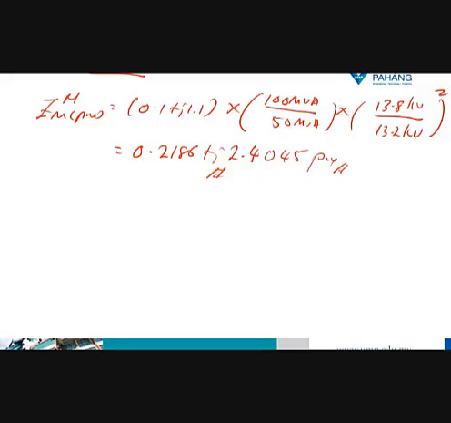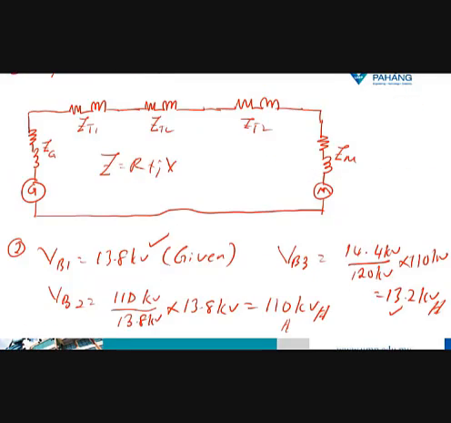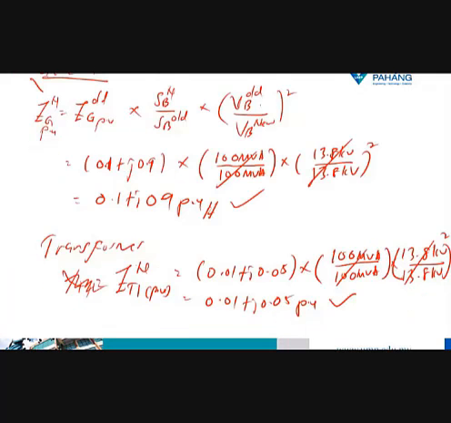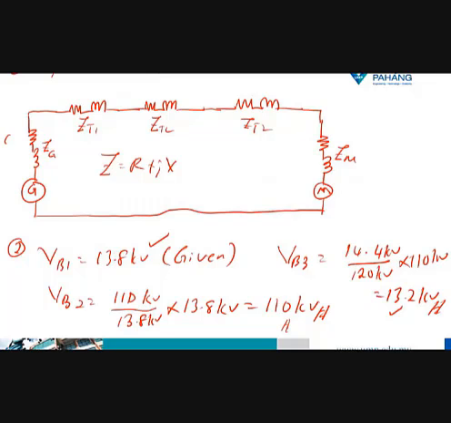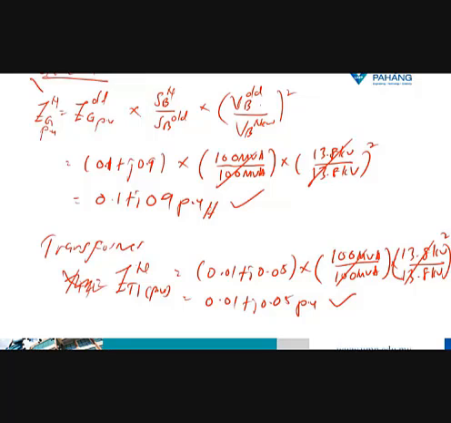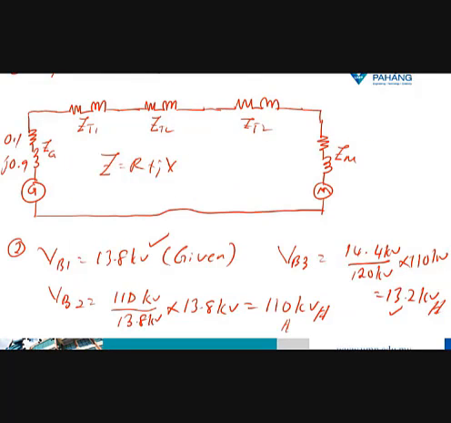Now we have already calculated all the parameters. We have to write all the values in this circuit. Let's say for the generator we have 0.1, j0.9, and so on. Then 0.01, j0.09, 0.05 and so on. That's how we solve this question, example number 2.